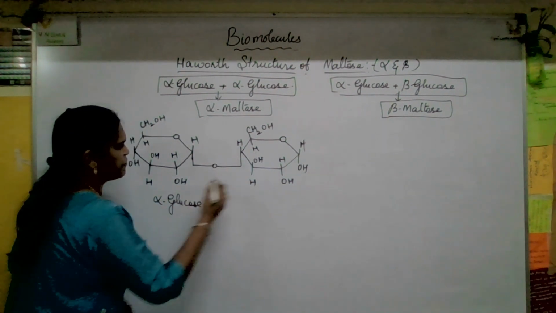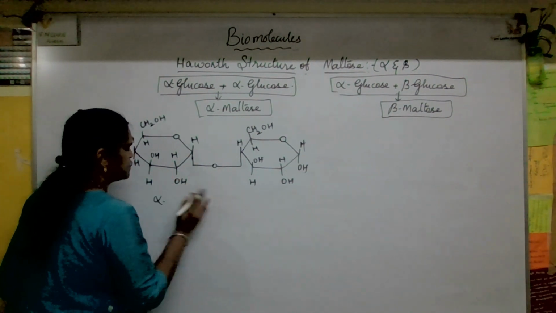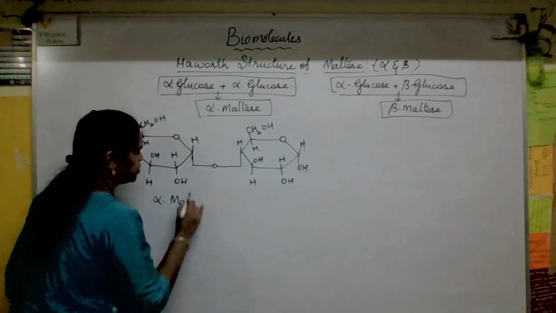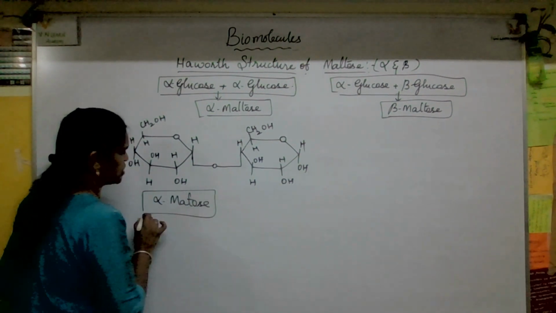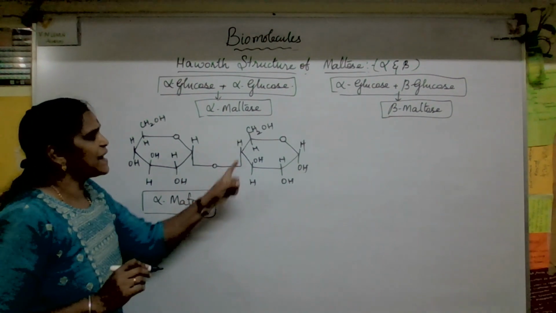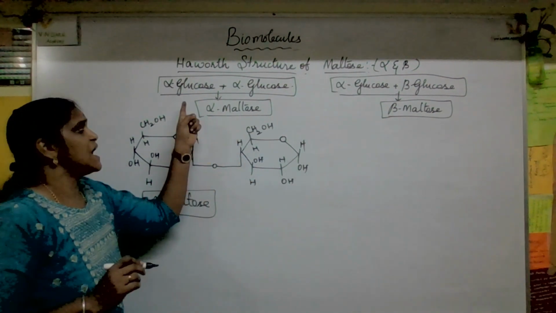Now this is alpha glucose. This is also alpha glucose. What can we say this is? This is alpha maltose. What structure is it? Haworth structure. Hope you understand where that OH has come. OH comes down, which means it is an alpha glucose.